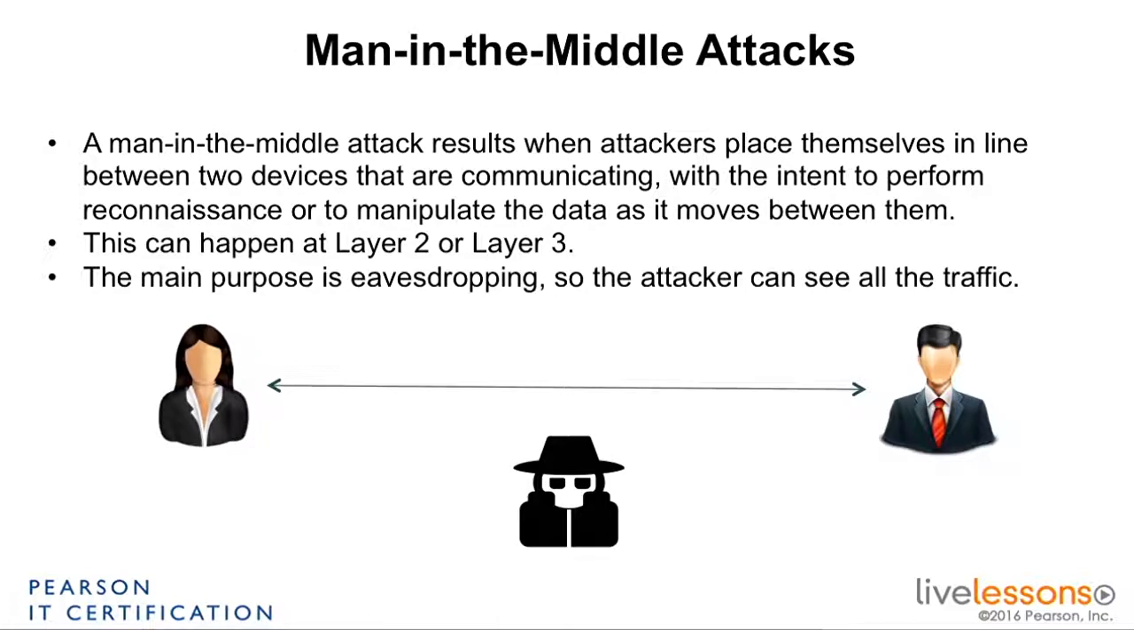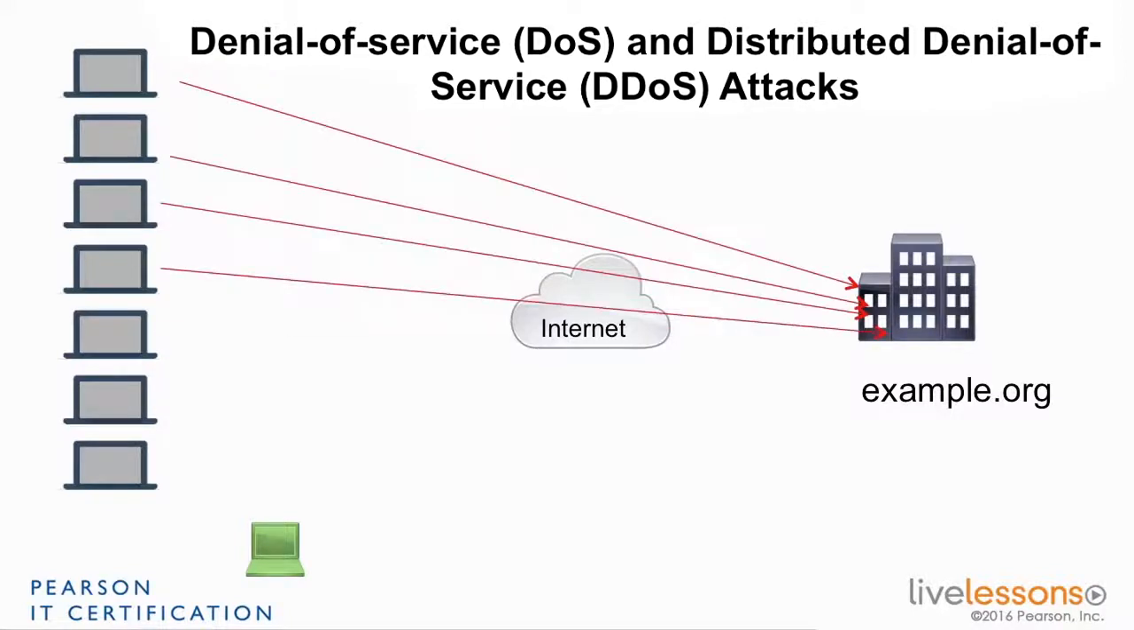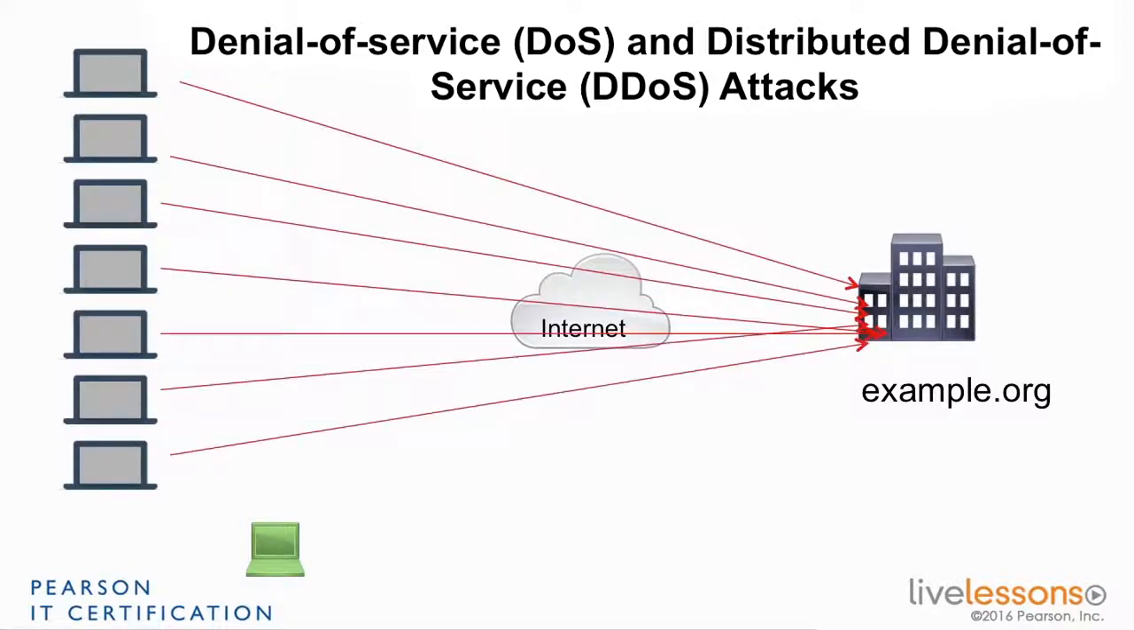Let's go over what a distributed denial of service attack, or DDoS, is. A DDoS is when numerous, and in some cases hundreds or thousands of, systems send tons of traffic to a victim, in this case example.org. This produces a denial of service condition where legitimate users cannot access the site. There are different types of denial of service attacks, and this will be covered in lesson 2.